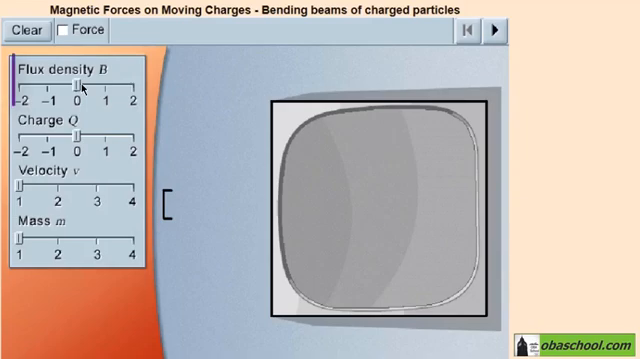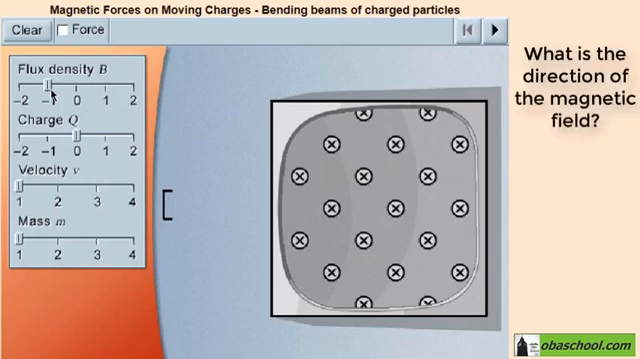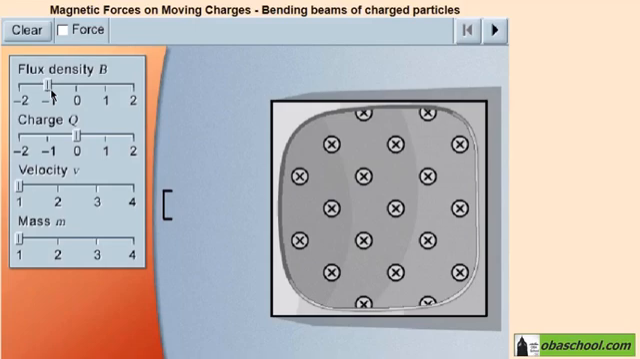Let's drag the flux density slider to the left to select a relative value of -1. Note the crosses that appear in the box. What is the direction of the magnetic field? Yes, the magnetic field lines go into the diagram.